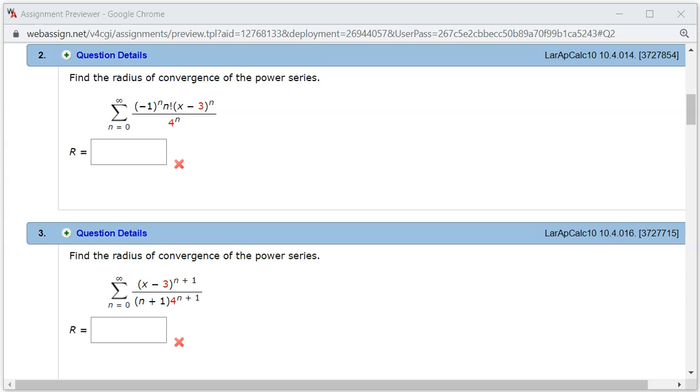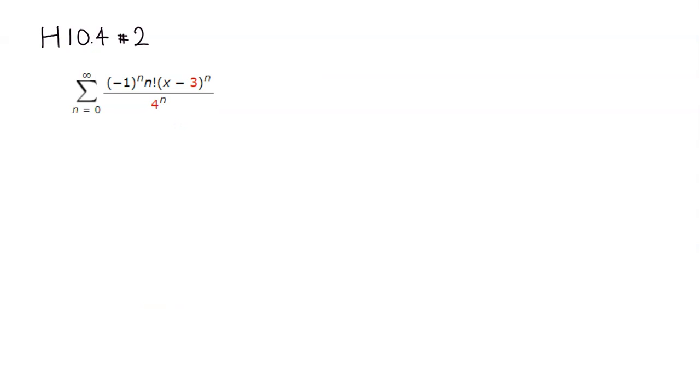All right, let's look at the homework 10.4, problem number 2. We want to find the radius of convergence of this power series here. So let's do that. We're going to basically do a ratio test.